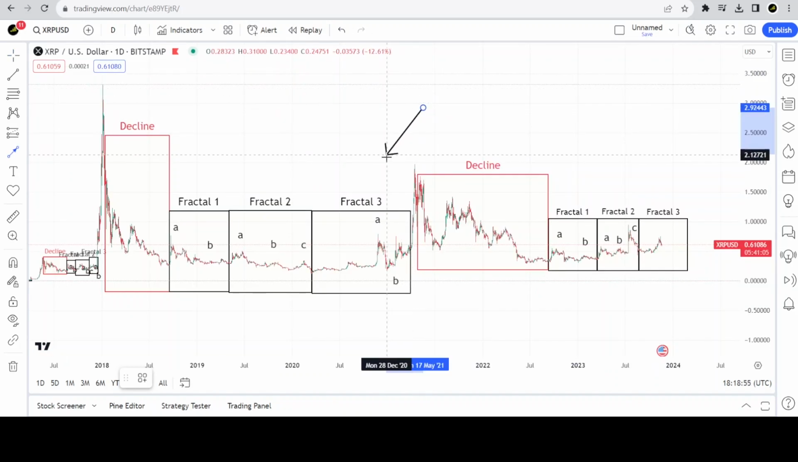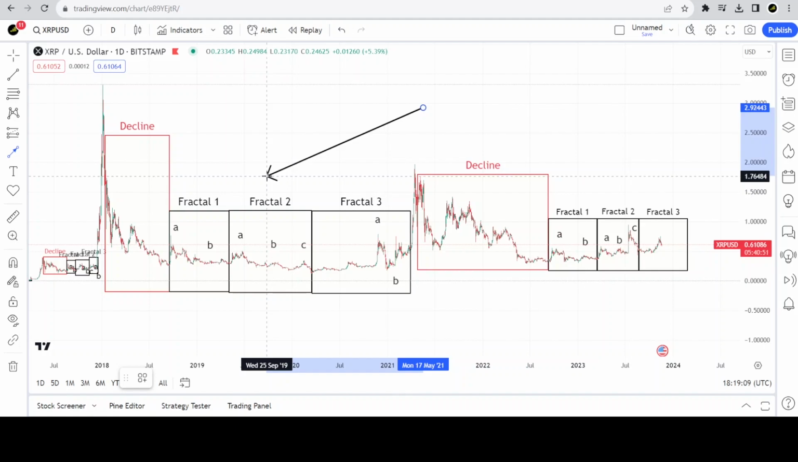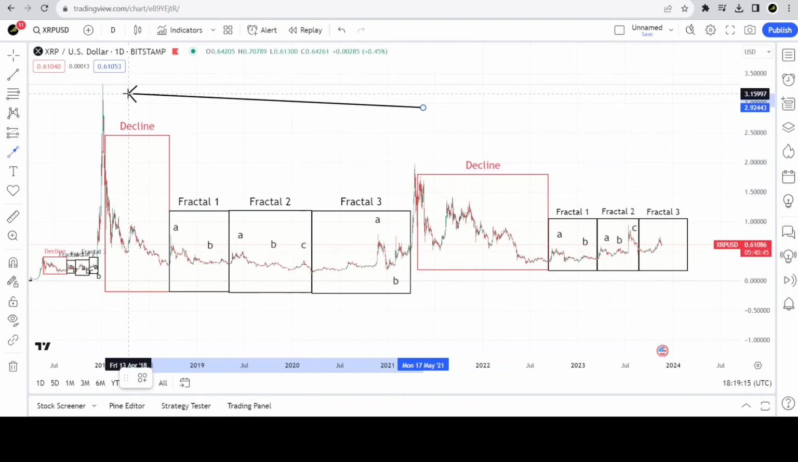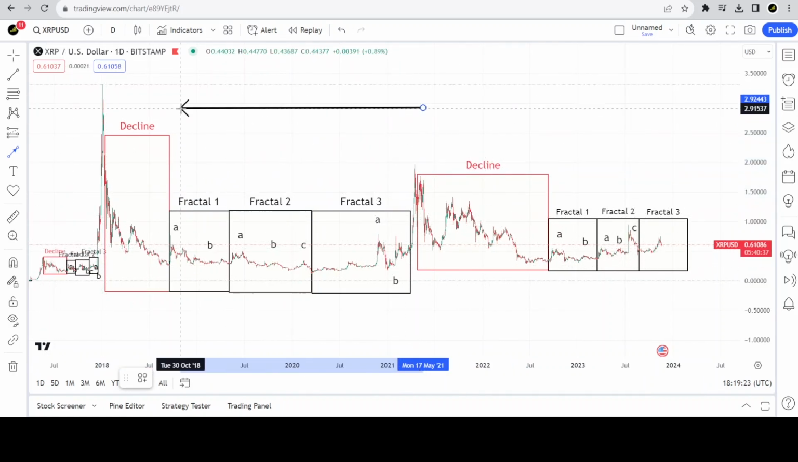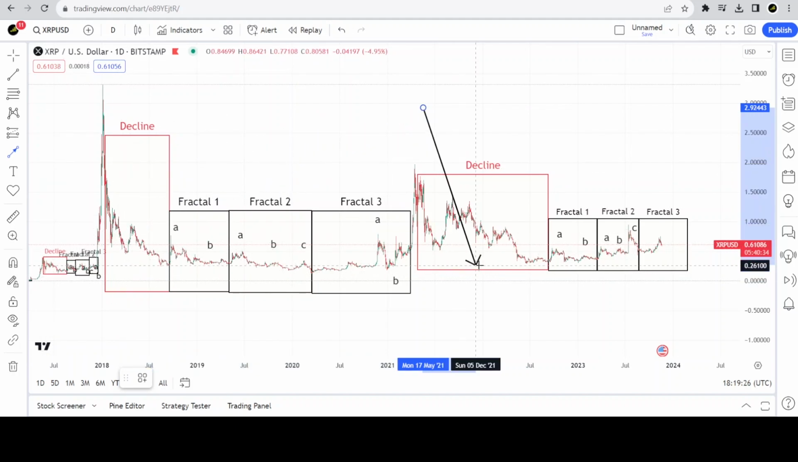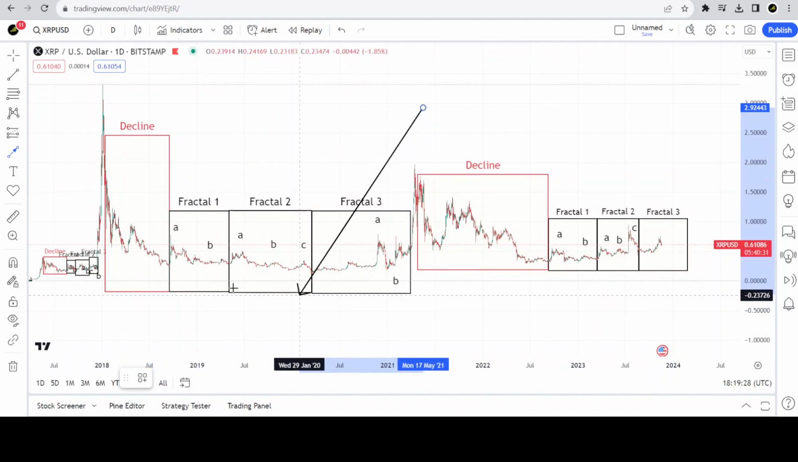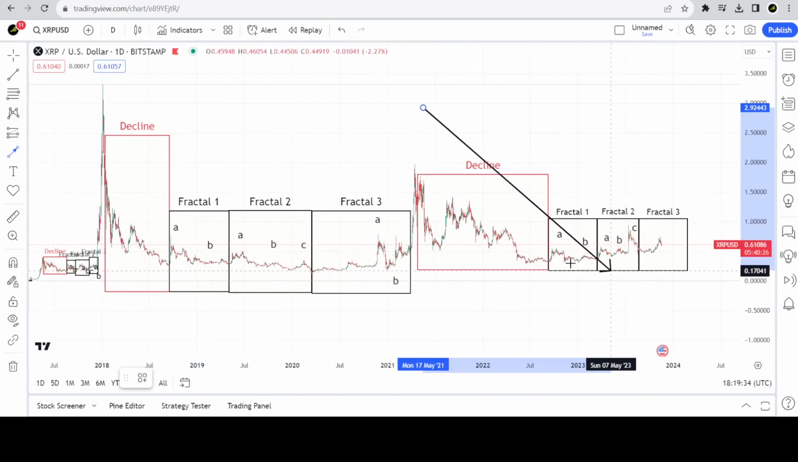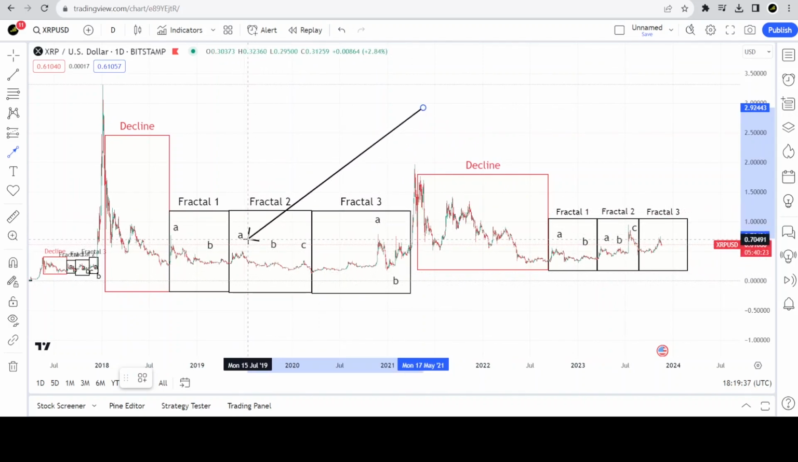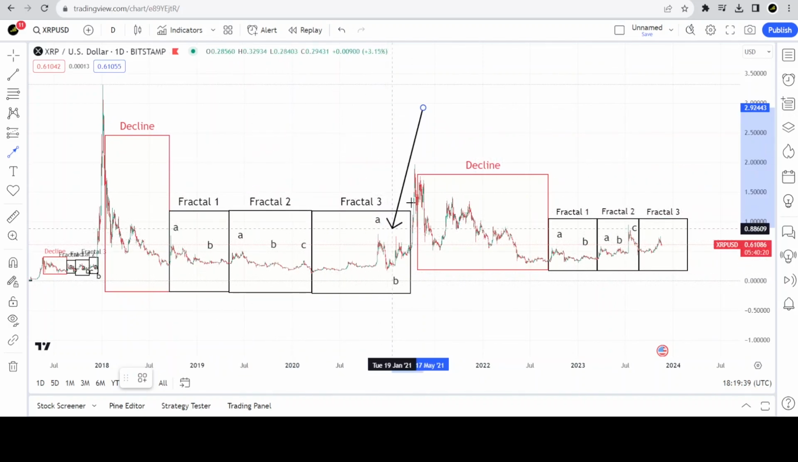So this first fractal is the primary fractal, the touchstone of where we are at in this larger structure that we are following. So that is this third fractal right here. Now, if you're not familiar with this macro structure, XRP has a repetitive macro structure. It has its bull runs, which we see here and here. It has its declines, which we see here, here, and here. And then it has this sideways range-bound time that we see here, here, and here. This sideways range-bound time takes place after the decline and before the next bull run.